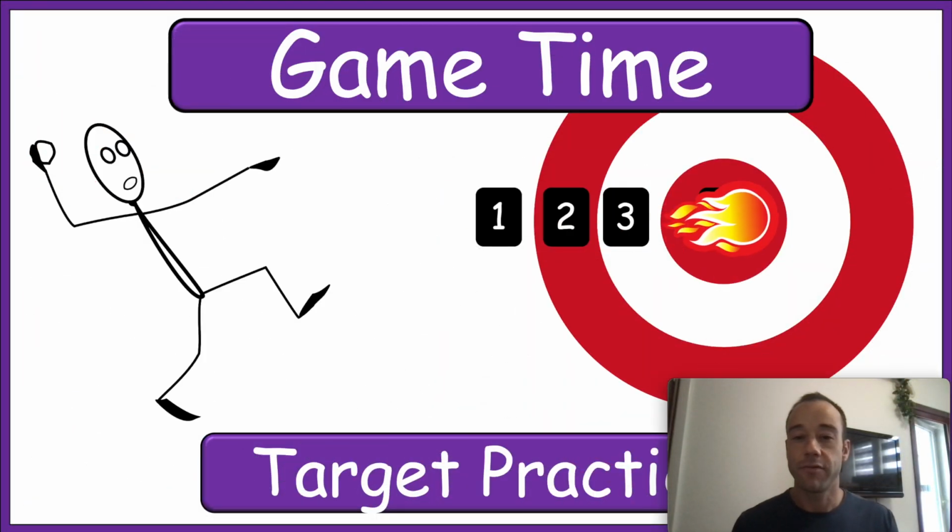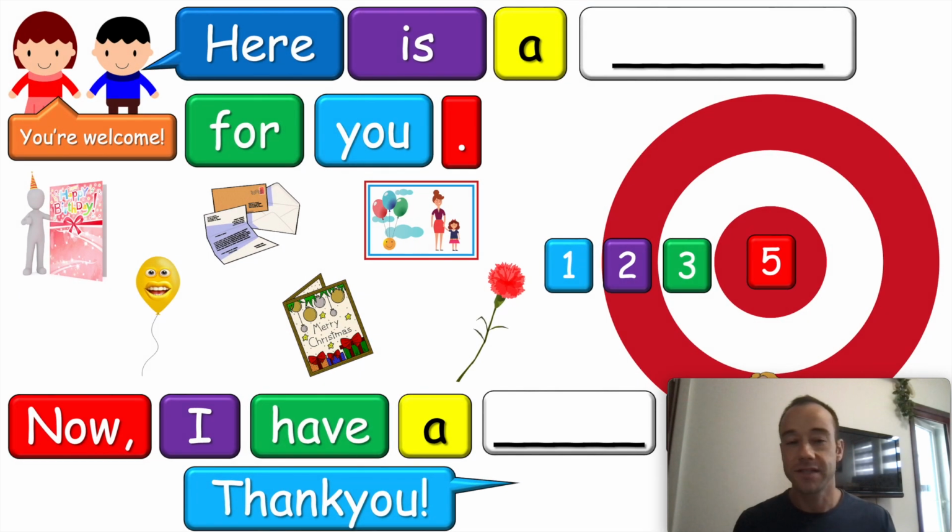Okay, then we have the target practice game. This game can be played a bunch of different ways. The way I have it set up on the slide and the way you actually play it in class, it doesn't have to be the exact same. So the way I have it set up is you just bring 2 students up. They do the dialogue. They say whichever word they want to say, and then they throw the ball at the target to get points. So they could say whatever they want.